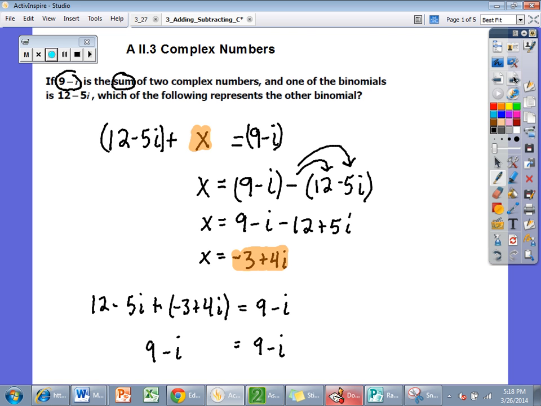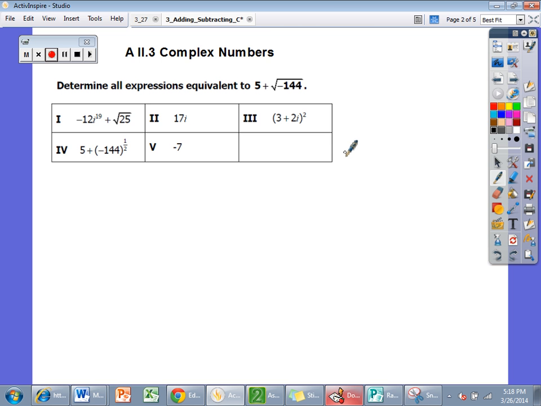Okay, we're going to do one more example, and this is an example of a TEI type item where we have to make sure that we select all the equivalent expressions here of 5 plus the square root of negative 144. So we know that the square root of negative 144 is 12i. So it's 5 plus 12i. So what else is going to equal that?